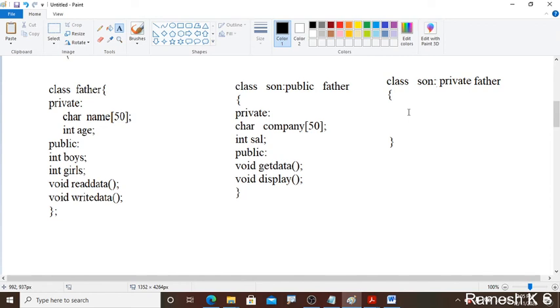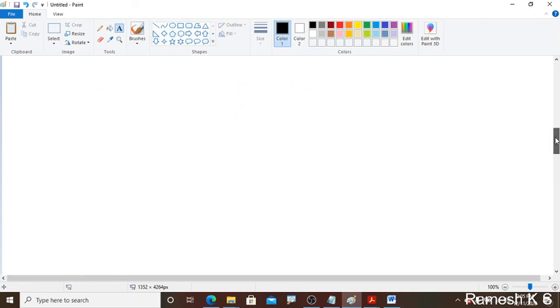One of the most important questions we are discussing now. This is the most important question. Please concentrate. Types of inheritance.